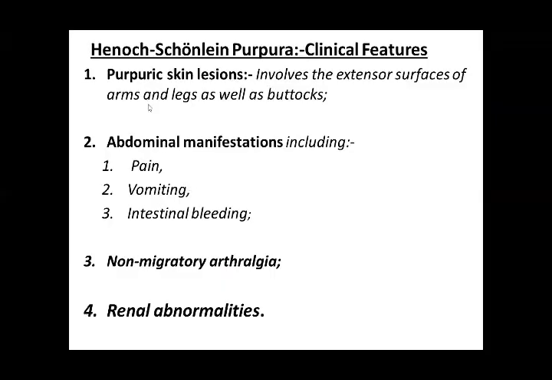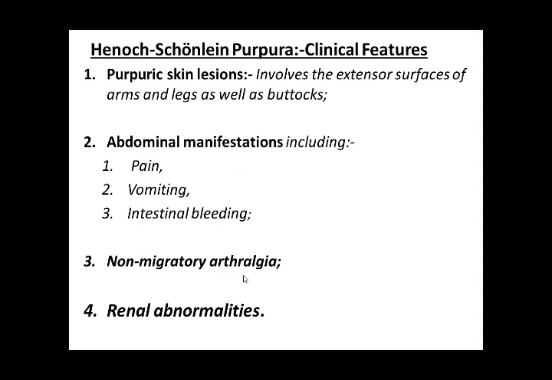All right, so purpuric skin lesion involves extensive surfaces of arms and legs. You can see extensive surfaces of upper and lower limbs. That is good enough. Purpuric lesion involves extensive surface of upper and lower limbs, or both the limbs. And abdominal manifestation includes pain, vomiting, and intestinal bleeding. So there is bleeding from under the skin, and it is all right for bleeding to occur in the intestinal lining as well.